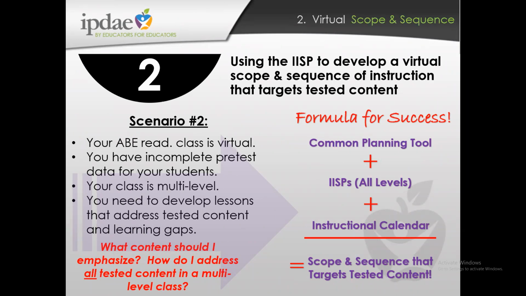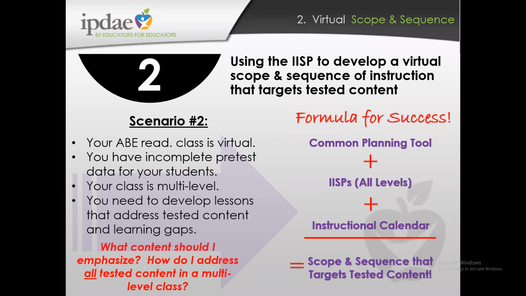So I now know which IISP to assign to which student. Next on my list of items to conquer is, well, what should I be emphasizing during instruction? My class happens to be multi-level, so what do I target so that when my students return to testing, they are successful in making measurable gains? How do I plan out the entire trimester for virtual instruction when I don't even have pretest data available on all my students? Tricky scenario, right?